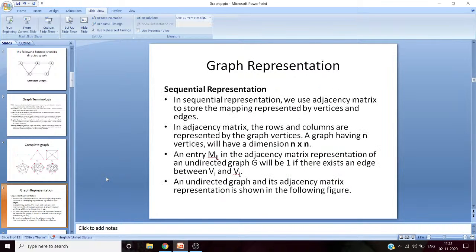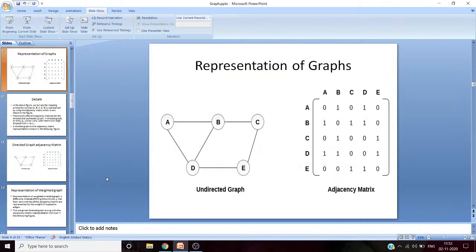So how can we represent a graph? See, with an adjacency matrix and a list also. First we will see the adjacency matrix, then we'll see the adjacency list. In the case of an adjacency matrix, if there is an undirected graph and if there is any edge between two vertices, we'll put 1.